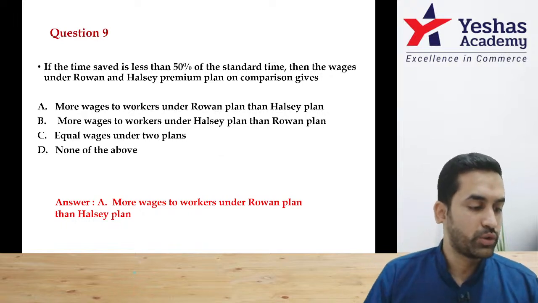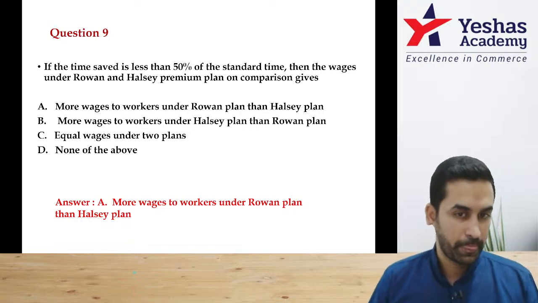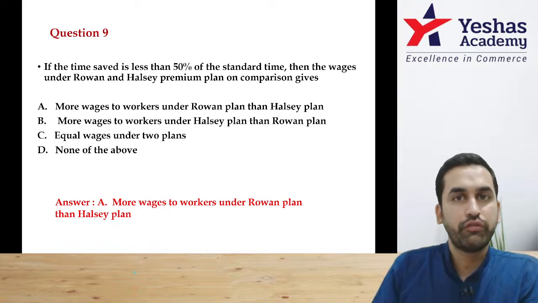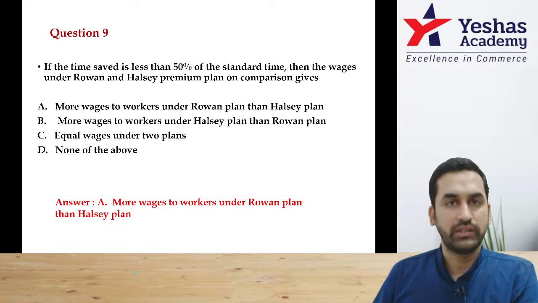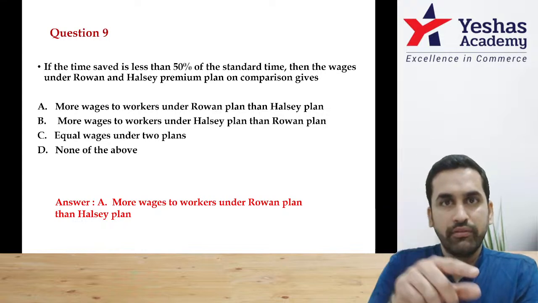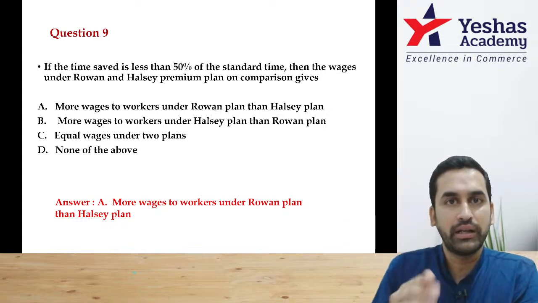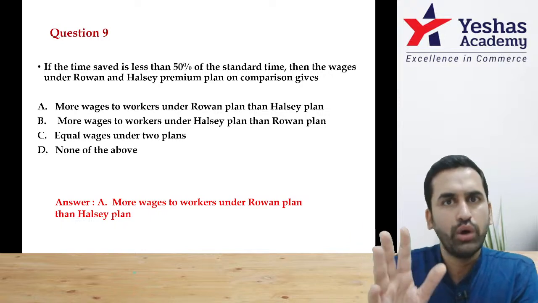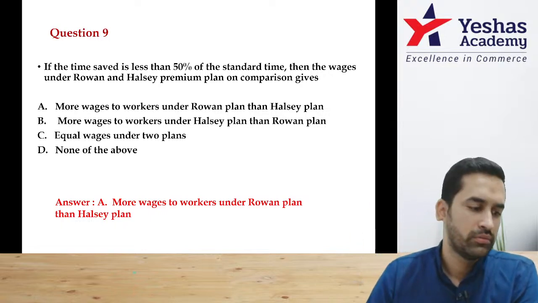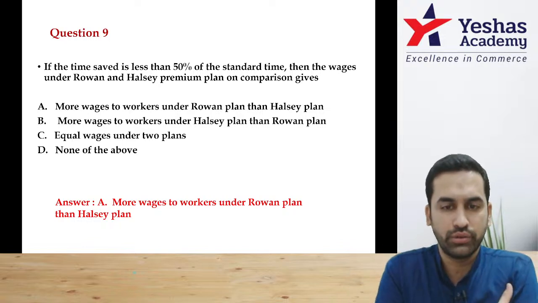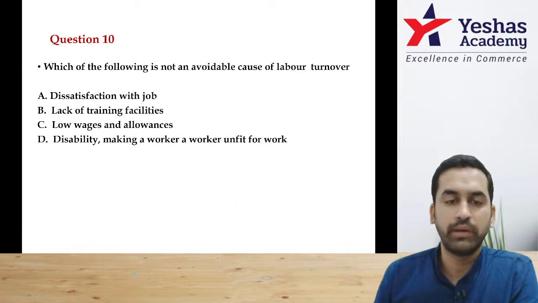I hope those students who sent option B, you have understood now. If you want, you put some numbers and see. Halsey will always give 50% of TS into HR, whereas Rowan can give 90%, 9 by 10, 8 by 10, 7 by 10, 6 by 10. That means those who are little slow, they get paid more. I hope you understood now. It's a very good question actually. Let's move on. Question number 10.